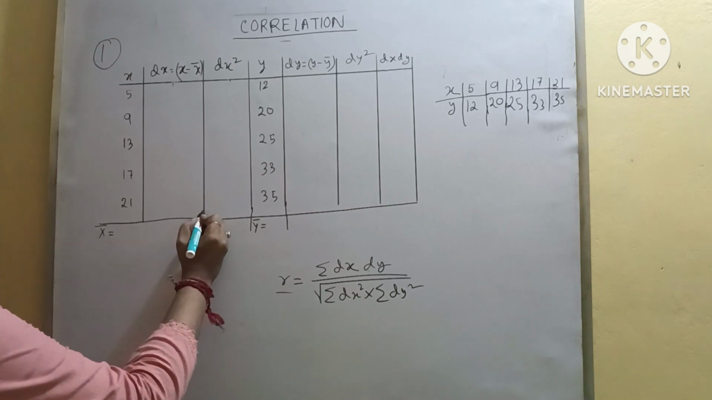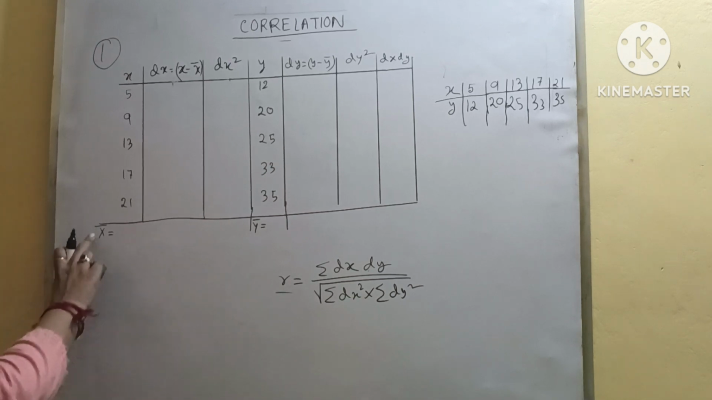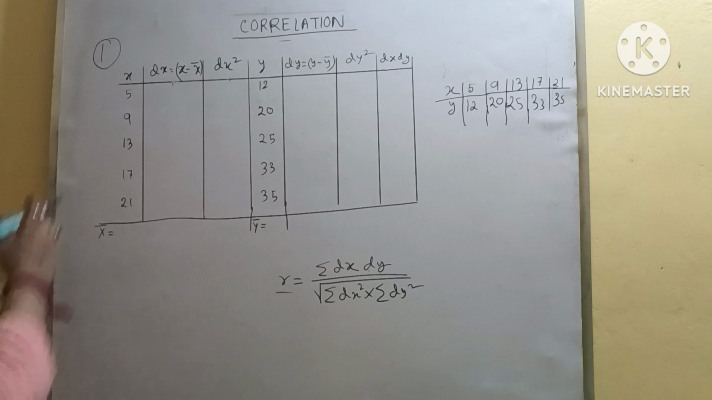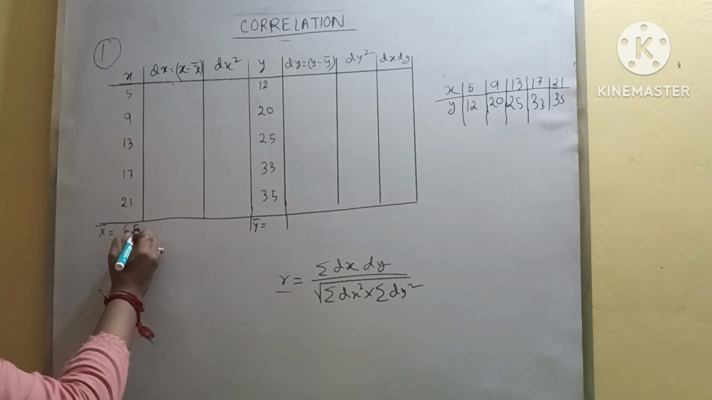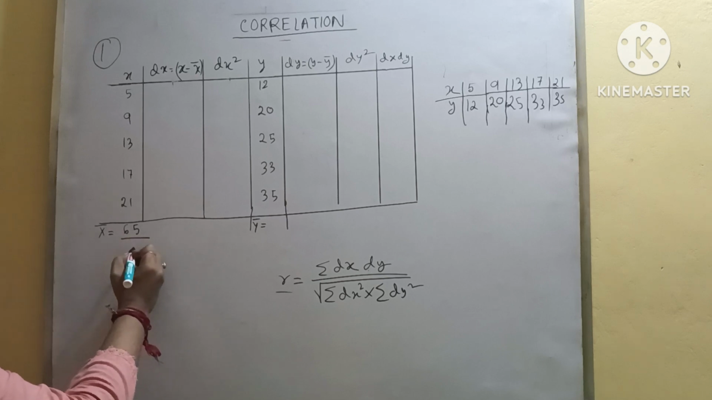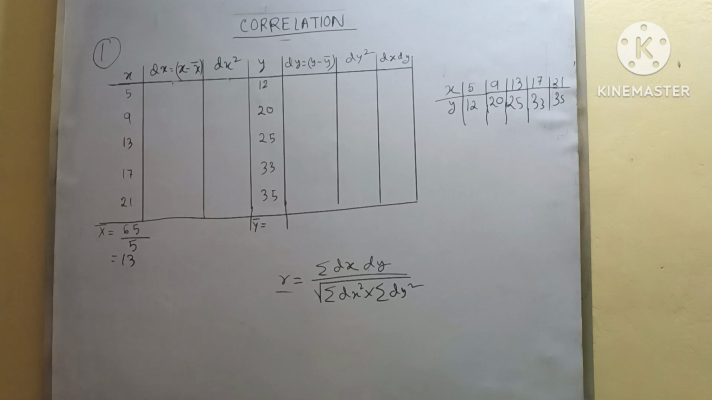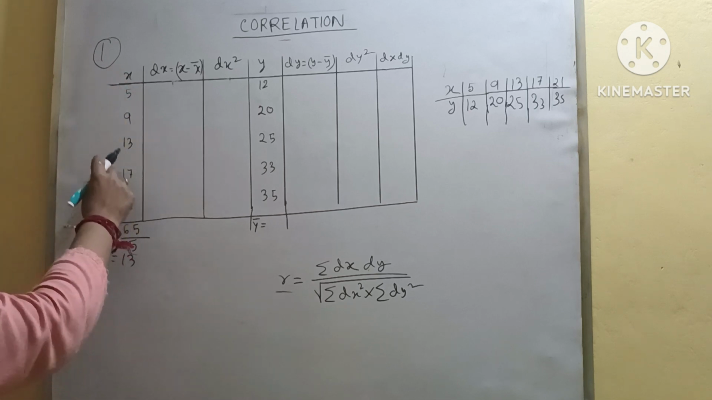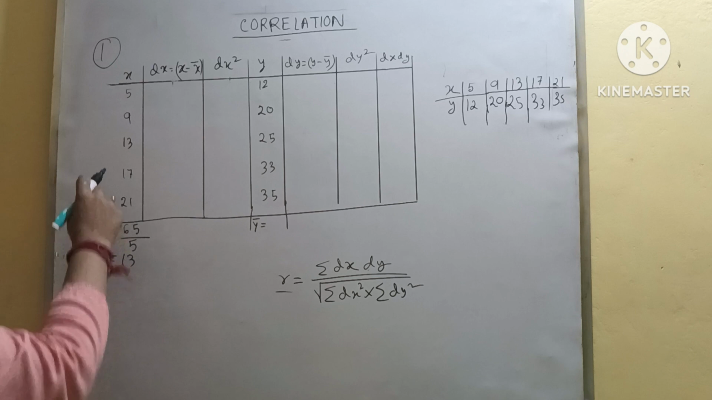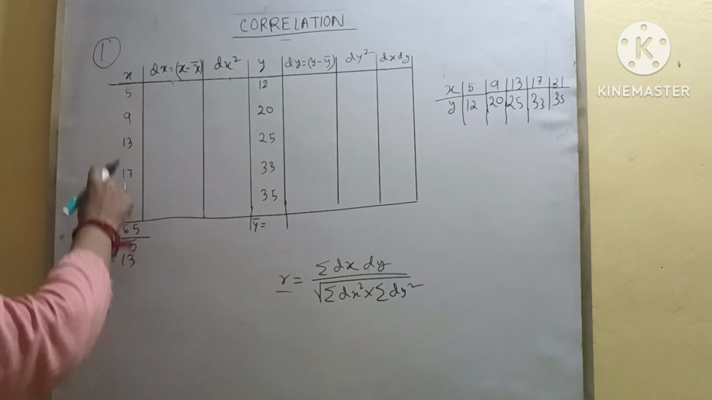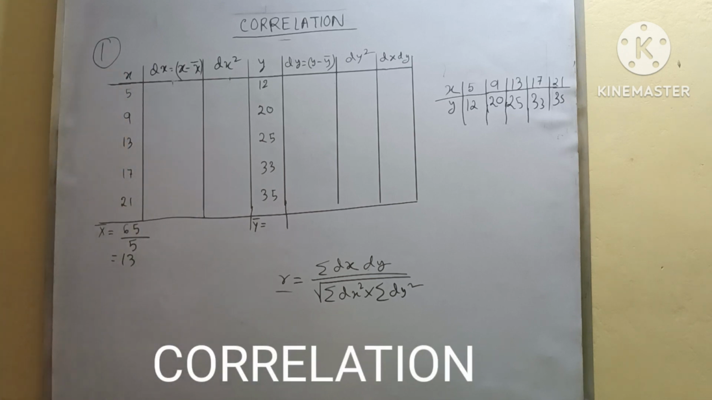So now first we have to calculate the x bar. X bar means the mean value or the average value of x. Clear? So here the average value of x is 65 by 5, and the answer is 13. There are 5 numbers, and first we have to add them and divide by this 5. The answer is 13, the x bar.